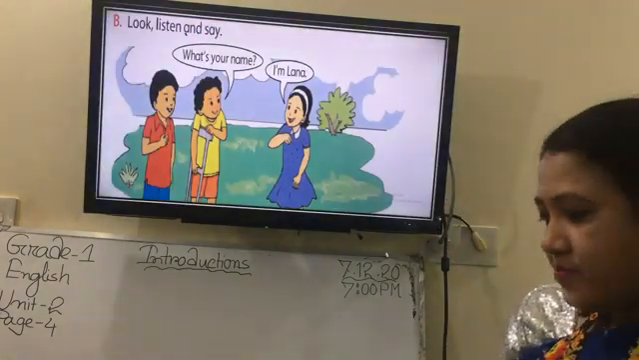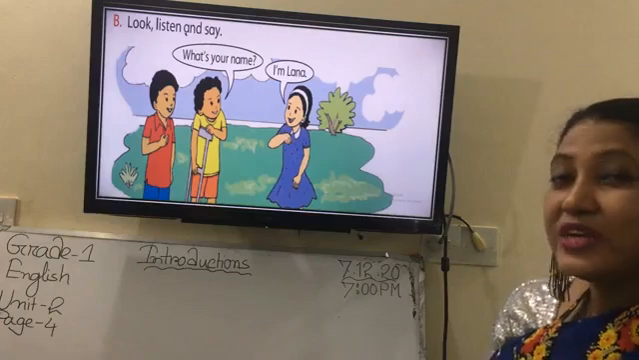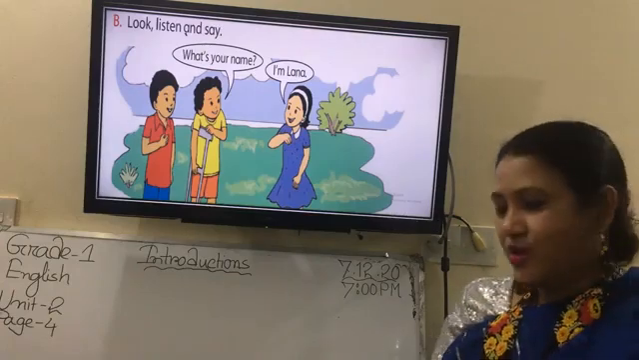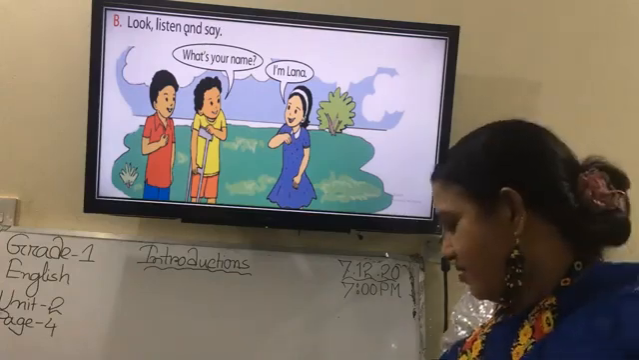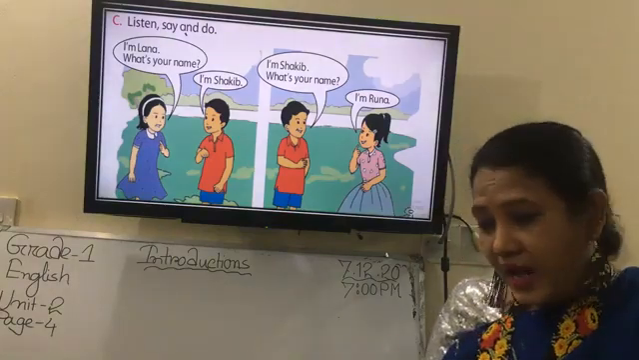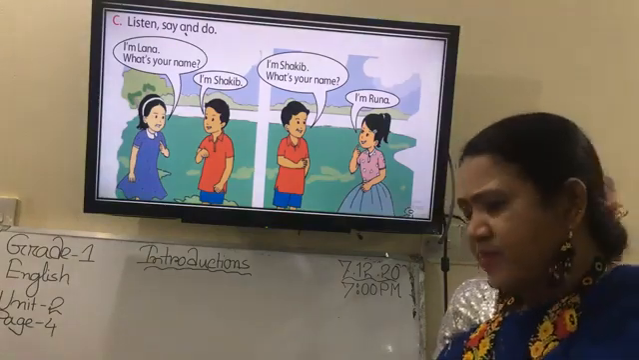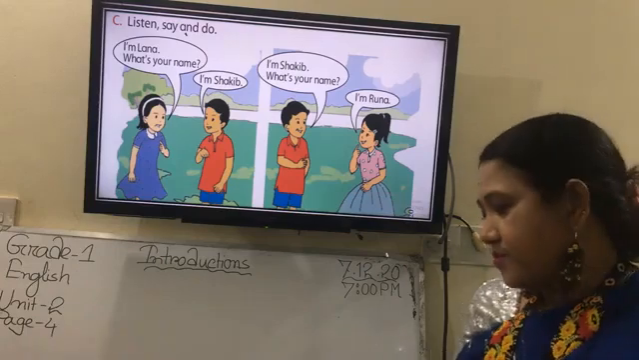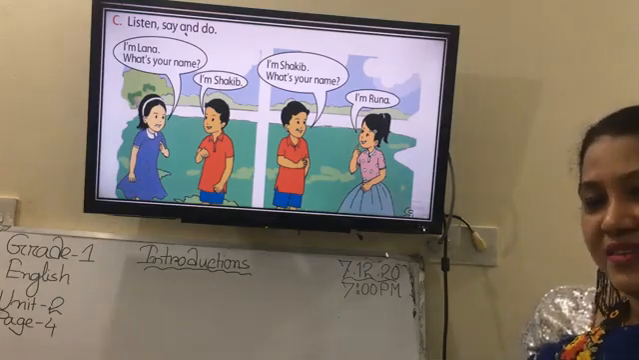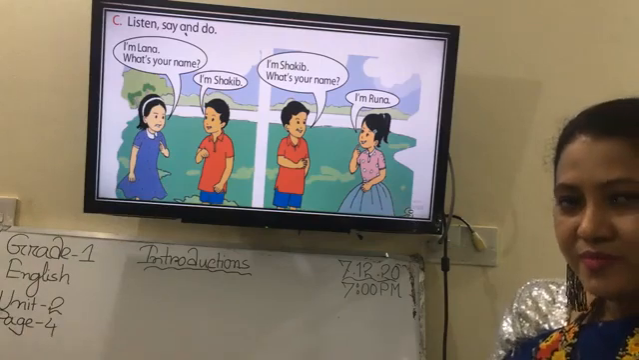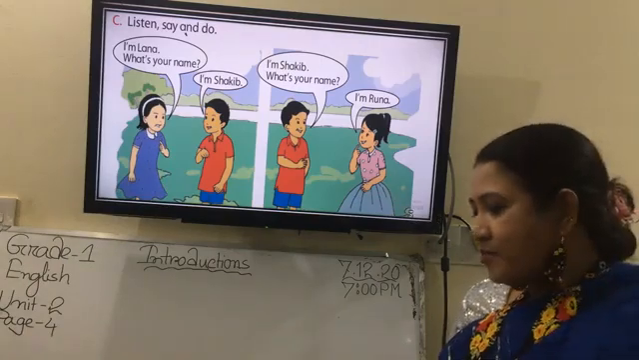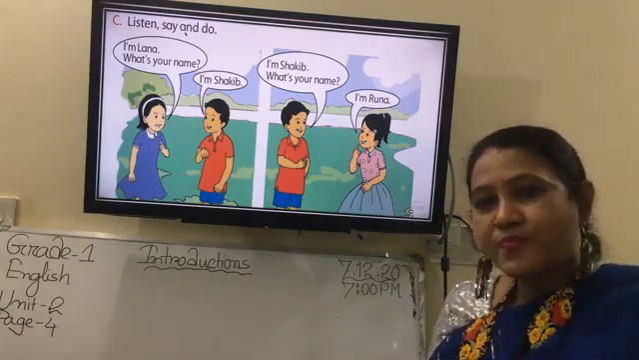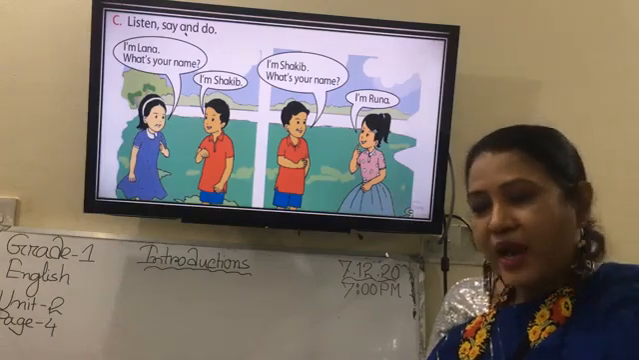What's your name? I'm Lana. What's your name? I'm Raihana. I'm Lana. What's your name? I'm Saki. What's your name? I'm Runa. What's your name? I'm Raihana. I'm Saki. What's your name? I'm Runa. I'm Lana. What's your name?